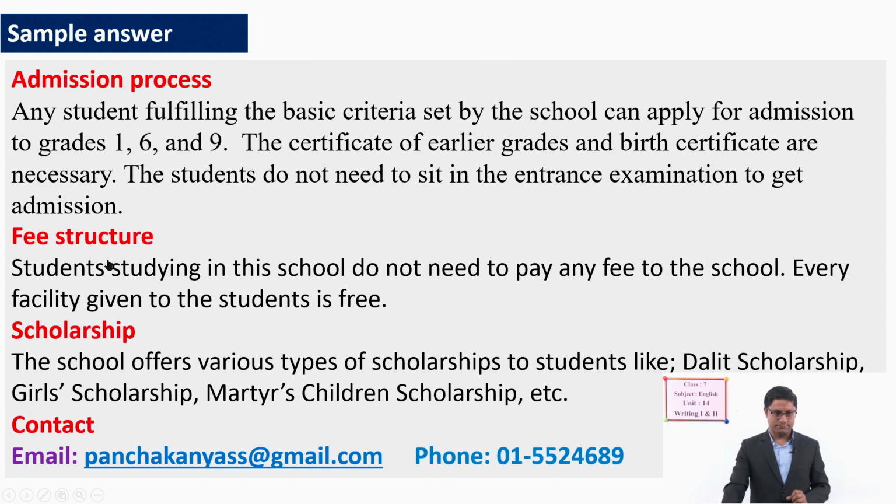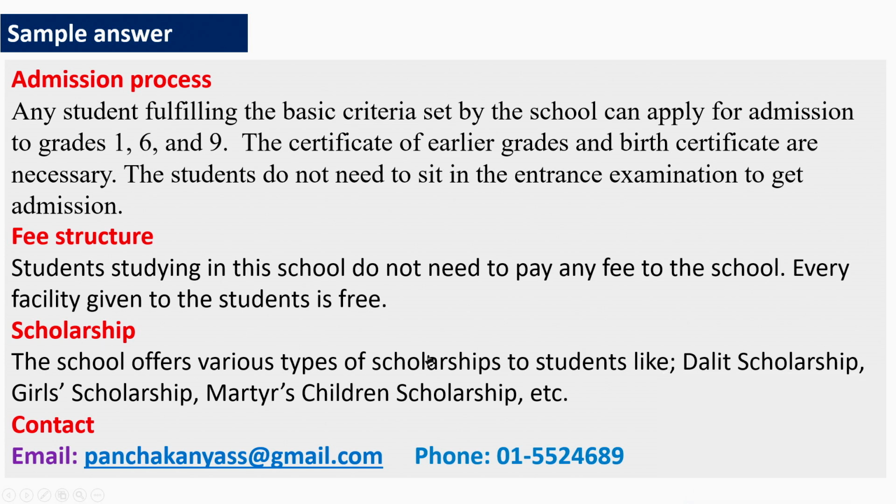Similarly, next is the fee structure. Students studying in this school do not need to pay any fee to the school. Every facility given to the students is free. This school has this provision, but your school might have some fee structure. Then you can make a table and mention, for example, admission fee this much, monthly fee this much, similarly bus fare this much. Next is scholarship. Your school may offer different types of scholarships. For example, this school offers various types of scholarships to students like Dalit scholarship, Girls scholarship, Martyrs Children scholarship, etc. What scholarships are given in your school?